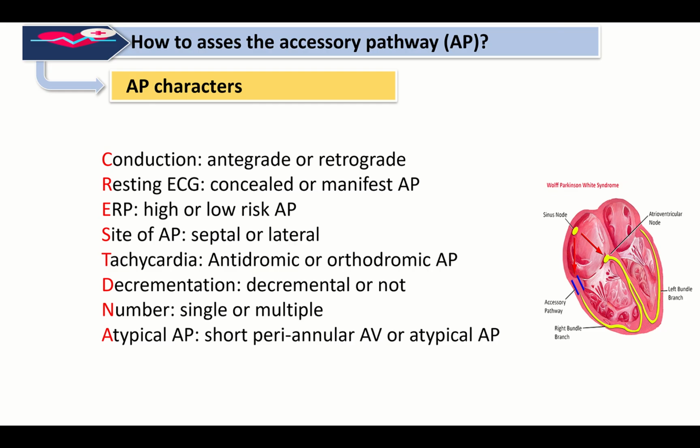So, what is accessory pathway? Characters of accessory pathway. What are the common features? How can we classify accessory pathway? According to conduction, resting ECG, is it high risk or low risk accessory pathway? Where is the accessory pathway? During tachycardia, is it orthodromic, antidromic? Is it decremental or non-decremental? Is it only single accessory pathway or 2, 3 or more? Finally, typical and atypical accessory pathway.